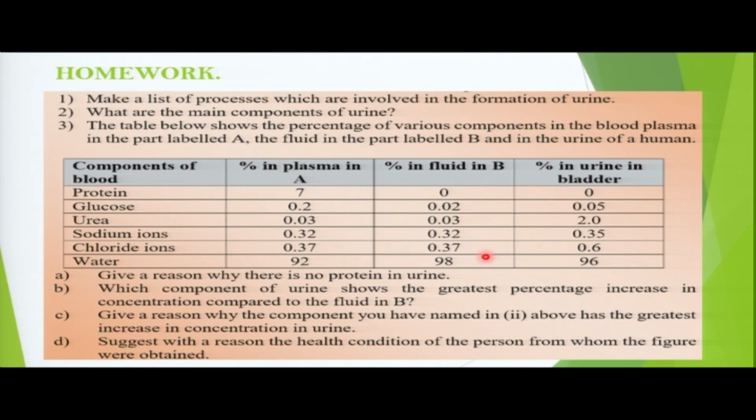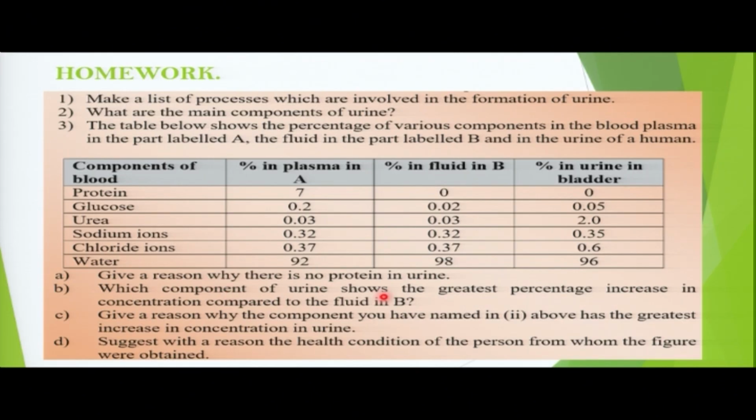Now, I'm going to see if you have caught something. So now, you will do this homework. When I come back, you will show me how you have done it. So you will list the processes involved in urine formation. What are the main components of urine? What is the composition of urine? And then we have this table of the components of the blood, proteins, and percentage. And then you will give a reason why there is no protein in the urine. Why don't you have protein in the urine? That's one we have also talked about.